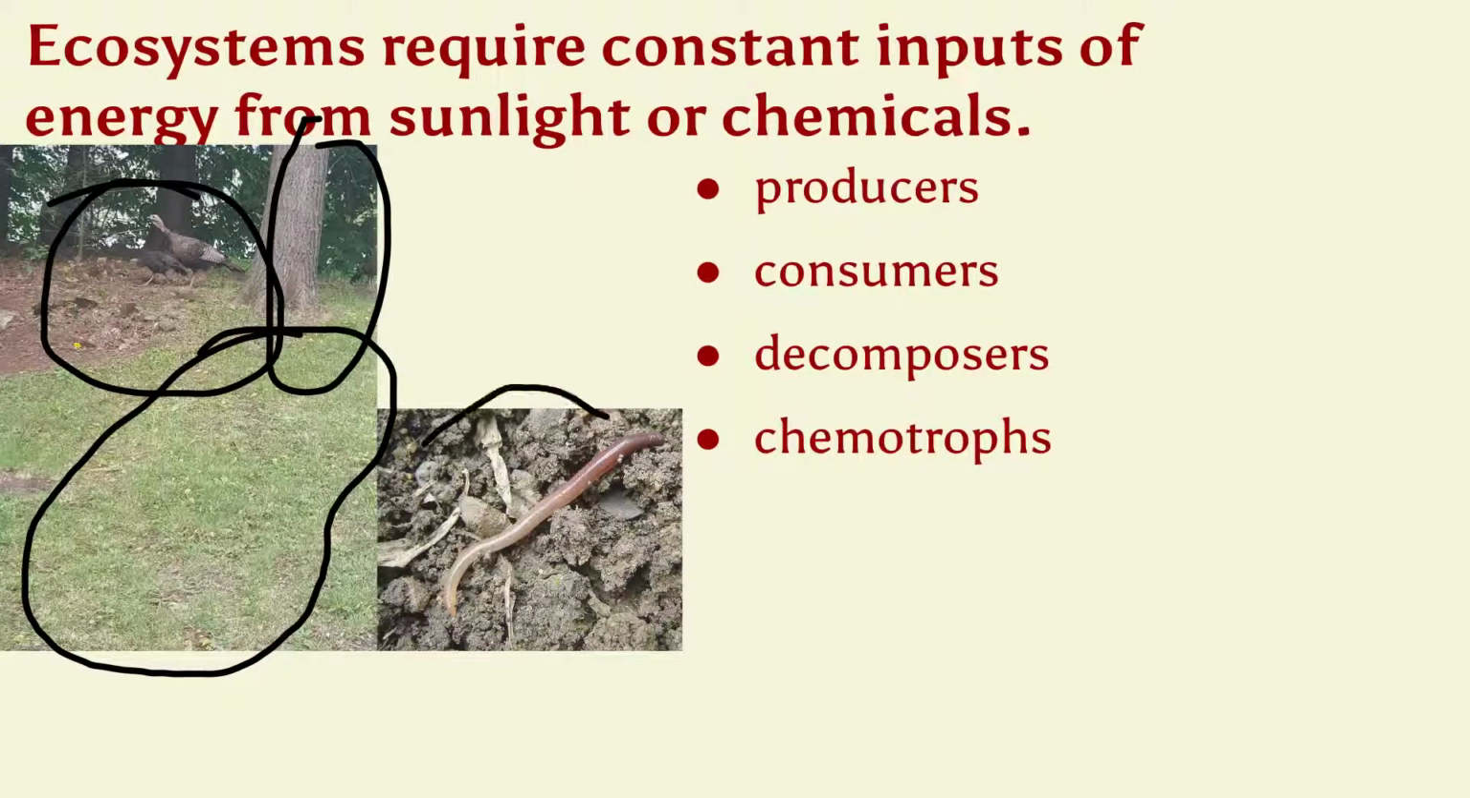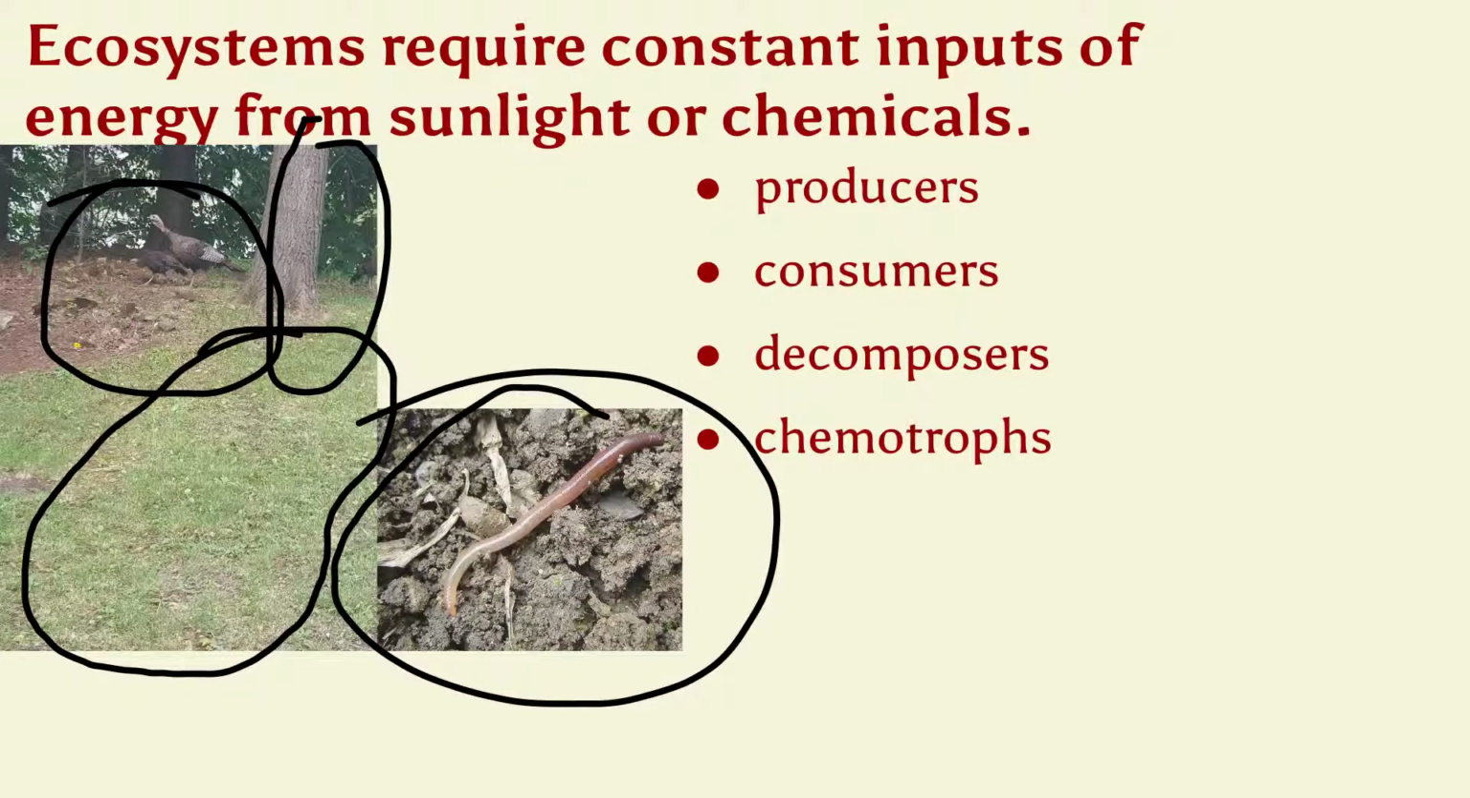We also have decomposers with our worms here, helping to break down that dead leaf debris and things of that sort. And then there are those oddballs, those chemotrophs or autochemotrophs that actually get food from breaking chemical bonds.